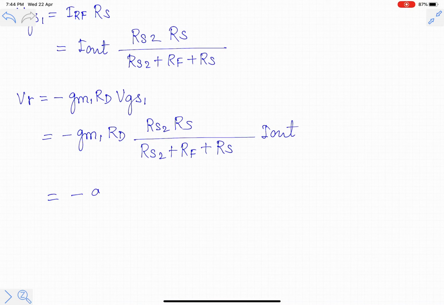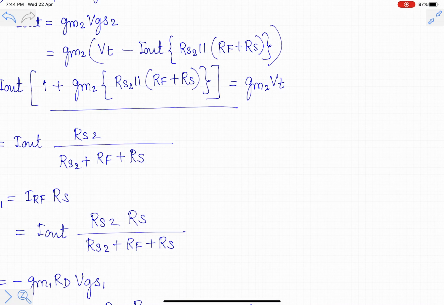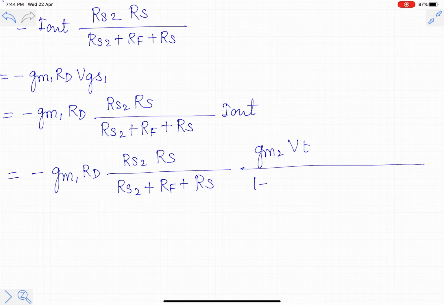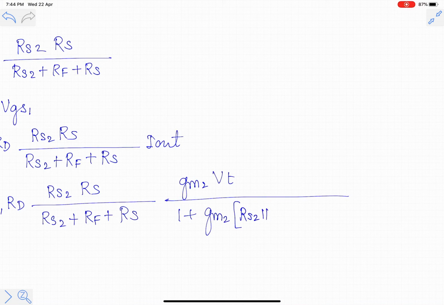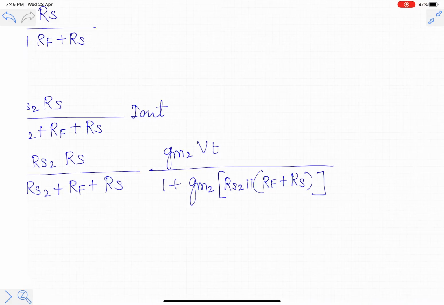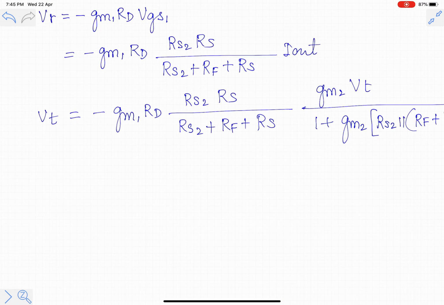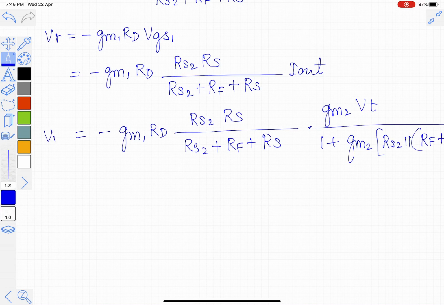So I will substitute here minus GM1 into RD into RS2 into RS divided by RS2 plus RF plus RS, into I out, which is GM2 Vt divided by 1 plus GM2 into RS2 parallel RF plus RS. So we got the expression for VR.